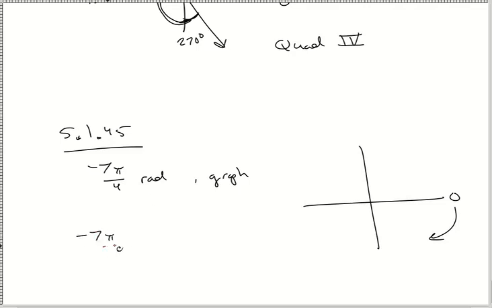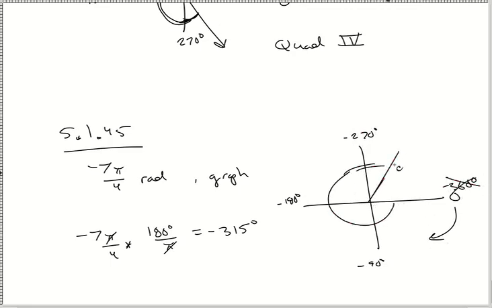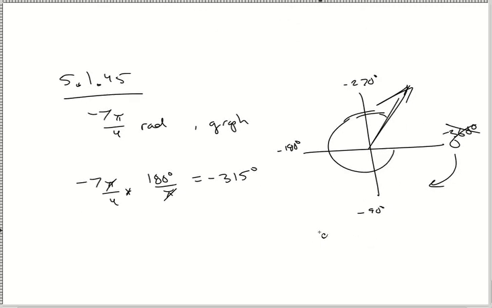So I'm going to convert this by multiplying by 180 over pi. Cancel, cancel. So I got 7 times 180 divided by 4 makes a negative 315. So again, this is negative 90, negative 180, negative 270. This is negative 360, so we're not that far. If you keep going, it'll be over here. All this right here is 45 degrees, by the way. Okay. What quadrant are we in? I'm in quadrant 1.